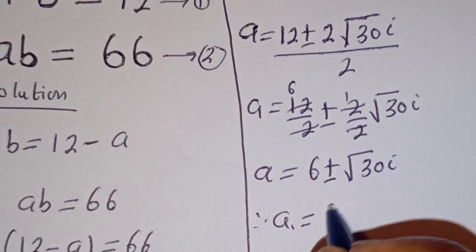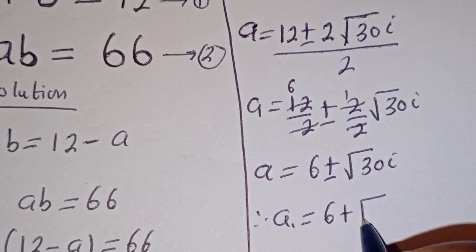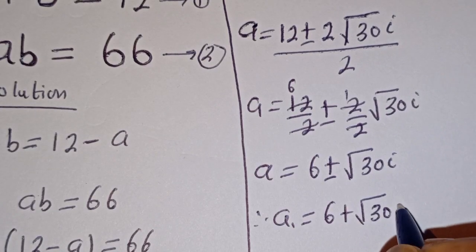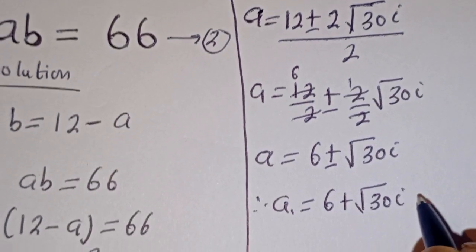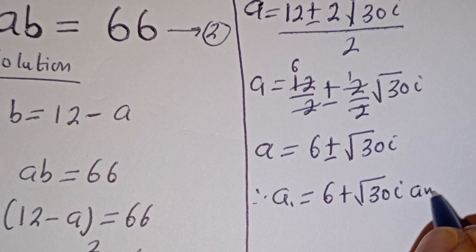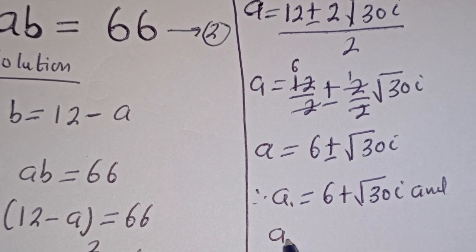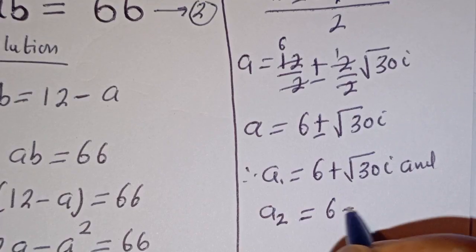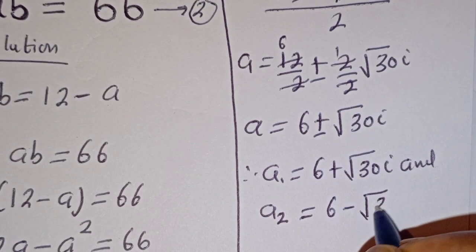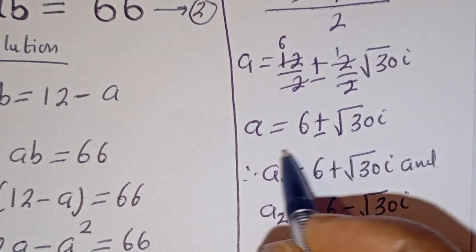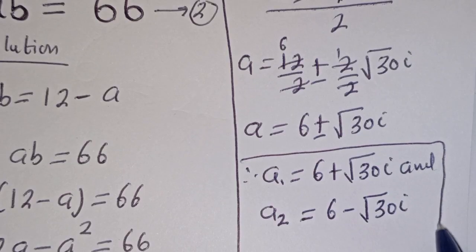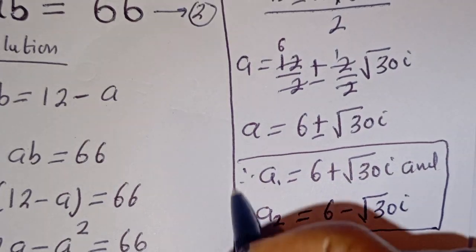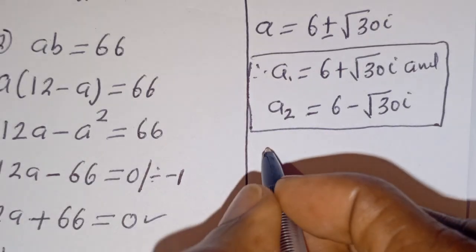Therefore, a1 is equal to 6 plus square root of 30i, and a2 is equal to 6 minus square root of 30i. These are the values of a. Now, let's solve for b.